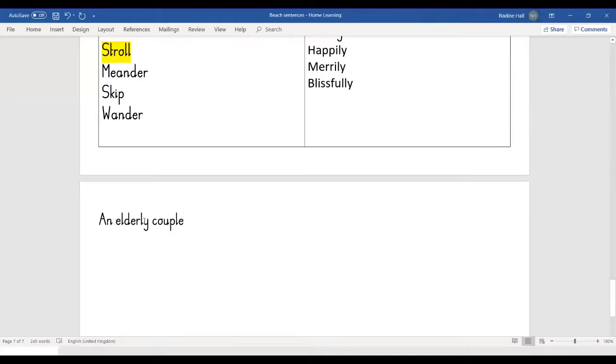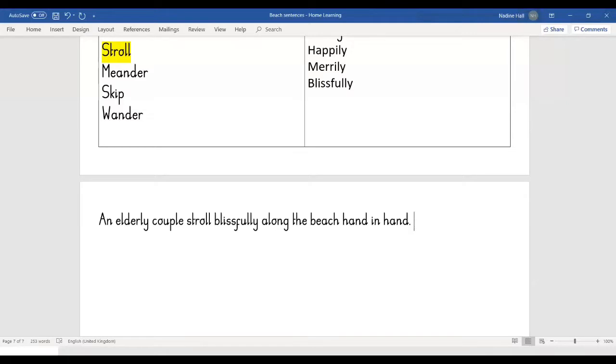So an elderly couple, let's put in our verb, stroll blissfully along the beach. Sounds great, doesn't it? And I'm going to make it really romantic. I'm going to say holding hands. Oh, lovely. Or we could say hand in hand. Either. Let's have hand in hand. So an elderly couple stroll blissfully along the beach, hand in hand.